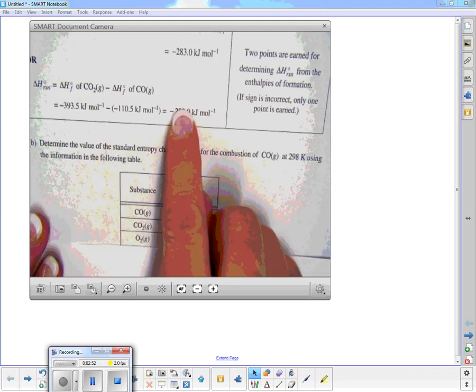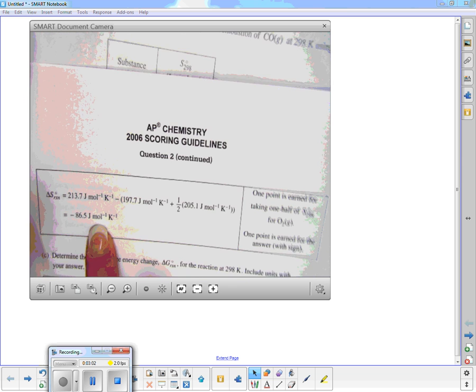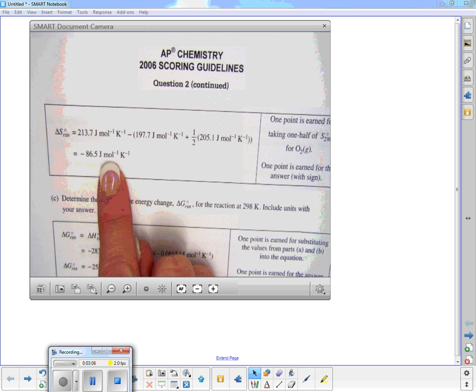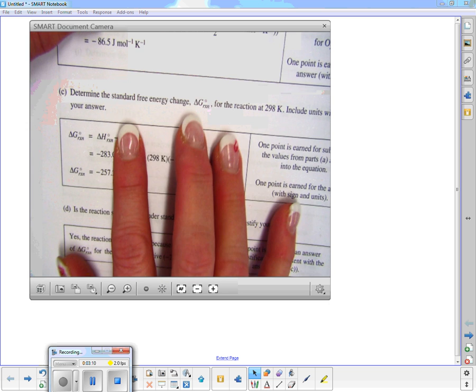So we have a negative delta H, which tells me what? It's exothermic, giving off heat. And I've got a negative delta S. What does that tell me? It's becoming more ordered. Good. All right, so let's look at C.